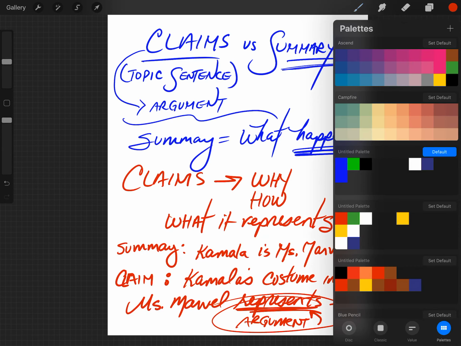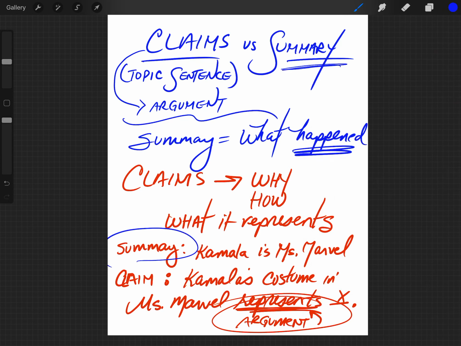So we want to move away from summary and we want to make claims, right? We want to make arguments, and the claims are the beginning of super strong paragraphs.